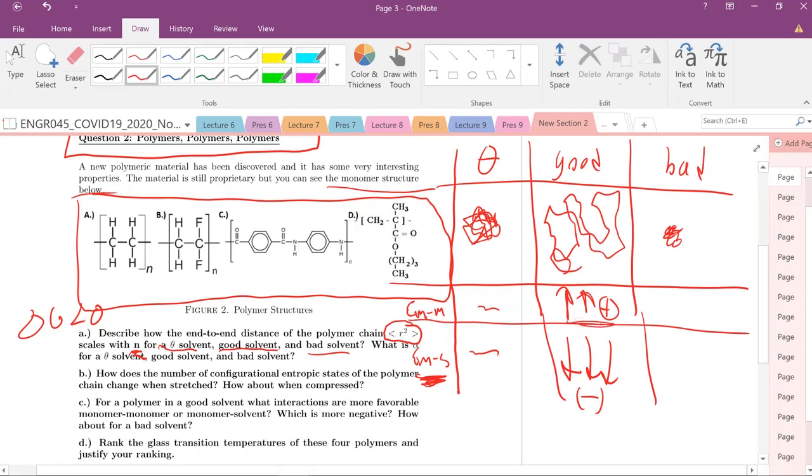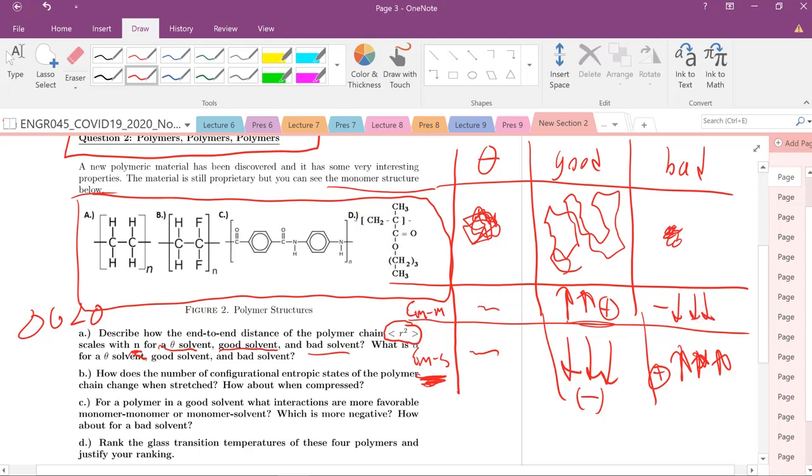For a bad solvent, it's the opposite, right? The polymer does not like the solvent that it's in, so the monomer-solvent interaction would be large and positive. And for the monomers, they like each other. That's why the polymer collapses into a coil, and that interaction is going to be large and negative.